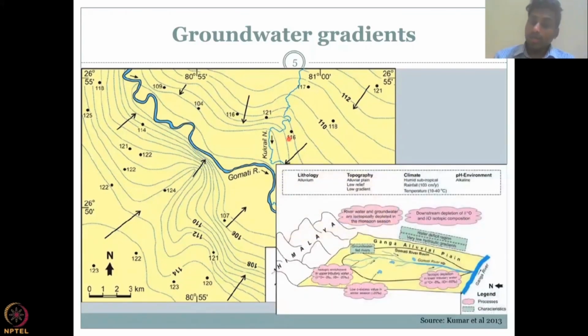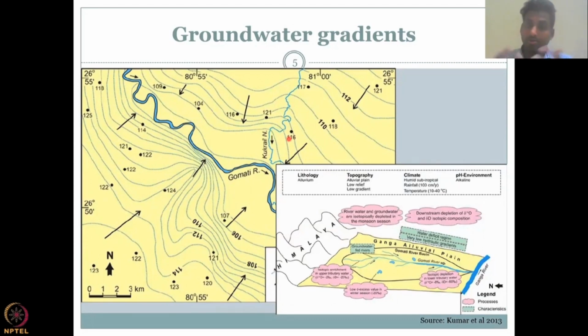So from this, we can have more structures in the map, like the Himalayas. So this is the Gomati river, so it is in the Ganges plain. So you can have other features in your map and get more understanding of why this groundwater is flowing in this direction. You have an elevation gradient, you can have a pumping station, you can have an urban city which is pumping the water. So all these things can aid in changing the groundwater direction towards one particular point.